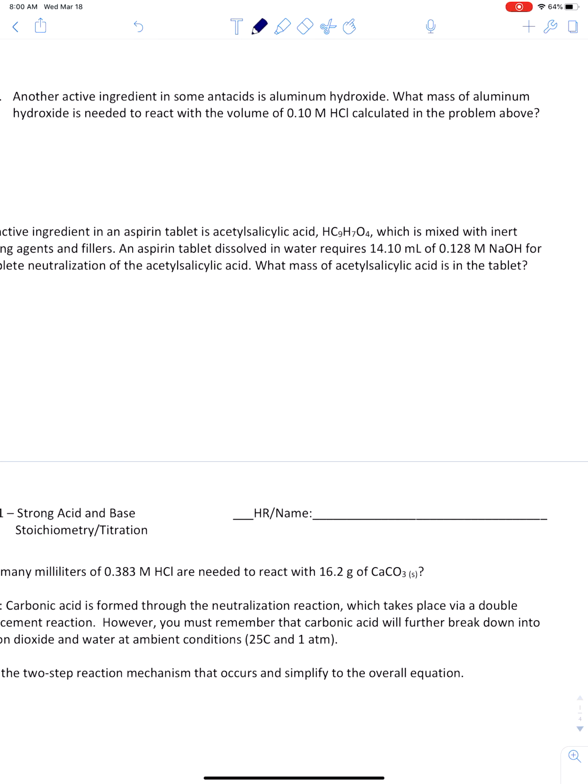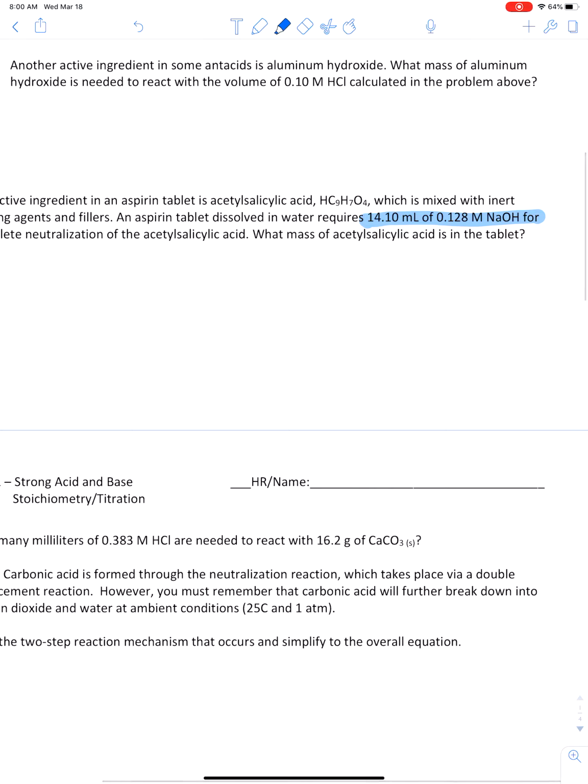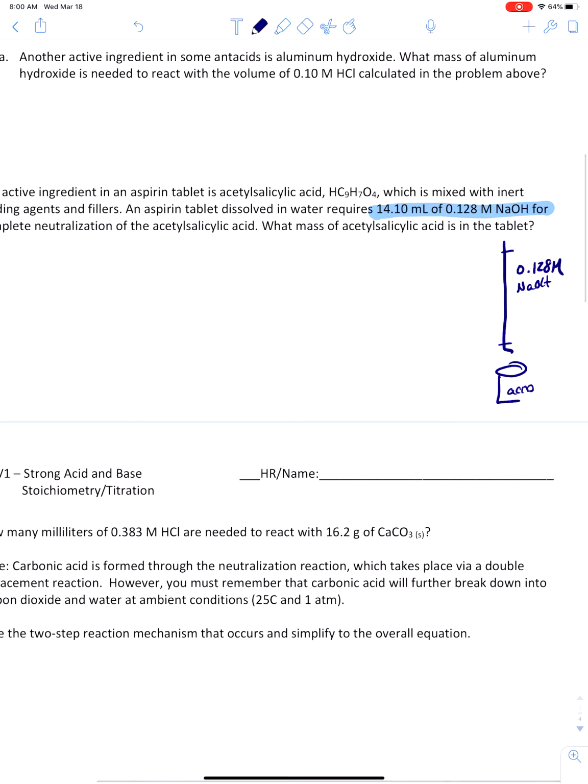Now, this is the titration information here. So what they're doing is a titration. They're going to use sodium hydroxide, and they're going to put it into the burette, and they know the concentration, this is the known in the titration. So that's 0.128 molar sodium hydroxide. And they're going to put the acid down here, which is the aspirin, acetylsalicylic acid, and they're going to titrate this until they get to the end point.